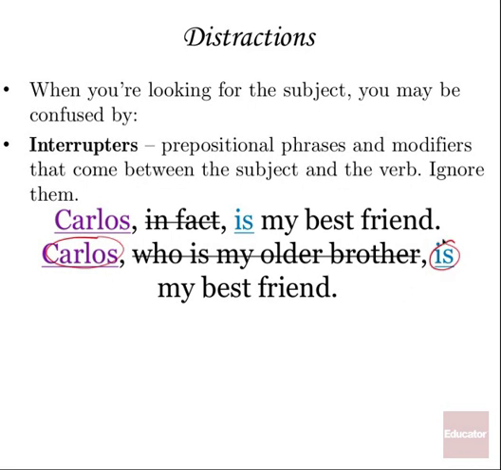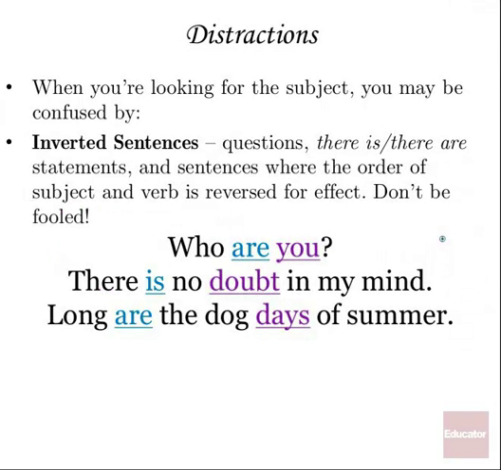Now the second thing that can distract you is an inverted sentence. We talked about these a little bit when we talked about sentence types and about subjects and predicates. Inverted sentences are sentences where the subject follows the verb. These may include questions, there is, there are statements, and sentences where the order of subject and verb is reversed for effect. Don't be fooled by these. Look for the actual subject and the actual verb. So, who are you? You is the subject, are is the verb. You have to make sure that they agree.